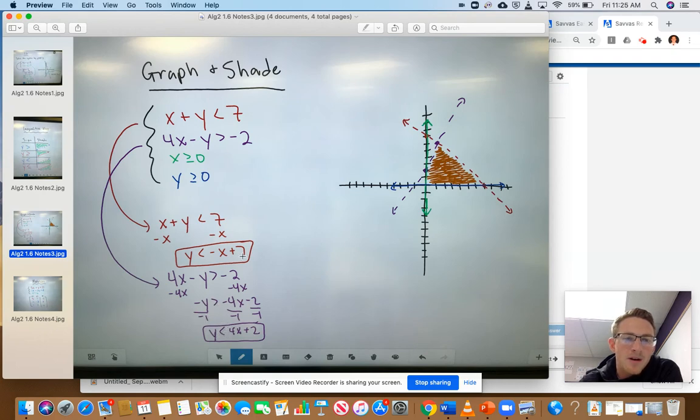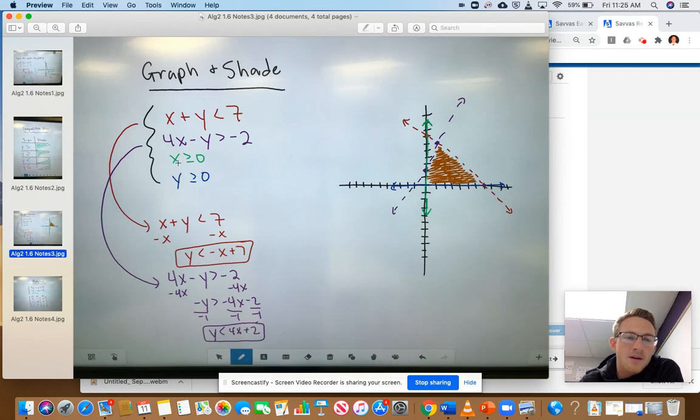Okay, we're going to graph the red. So up 7, then the slope is negative 1, so it's going down 1 over 1. For the purple, y-intercept is 2. We're going up 4 over 1 for the slope. And notice, there was no equal sign underneath these, so they're dashed lines, they're dotted lines.